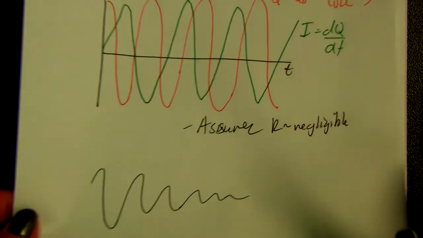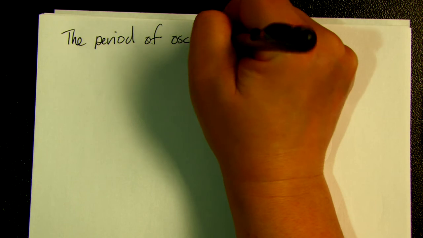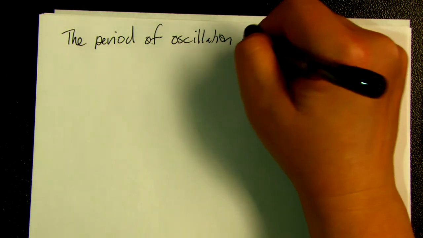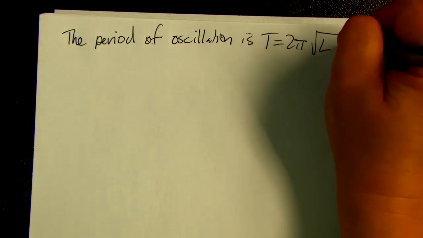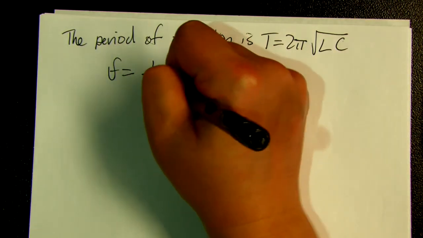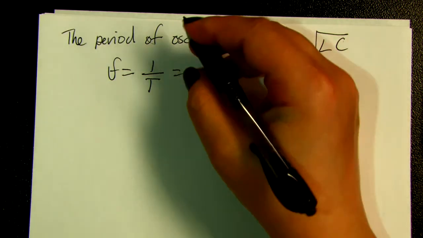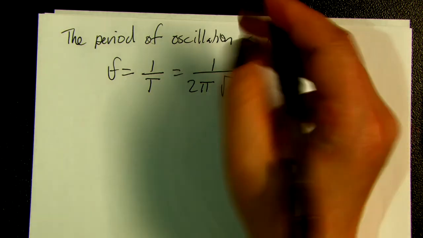So, the period of oscillation is T is equal to 2 pi root LC, and the frequency is equal to 1 over T, which is equal to 1 over 2 pi root LC.